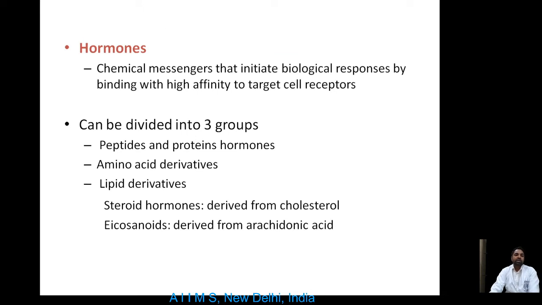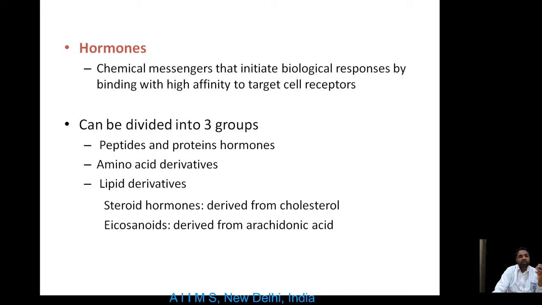So let's come to the word hormone. What are hormones? They are the chemical messengers that initiate a biological response by binding with high affinity to the target cell receptor. So basically, these are messengers. It has a message for any function of any organ or any tissue. So what a hormone does, it will go to the target organ and send some message, and according to that message, the cell will respond. The cell will act. The target organ will behave according to what the message is.